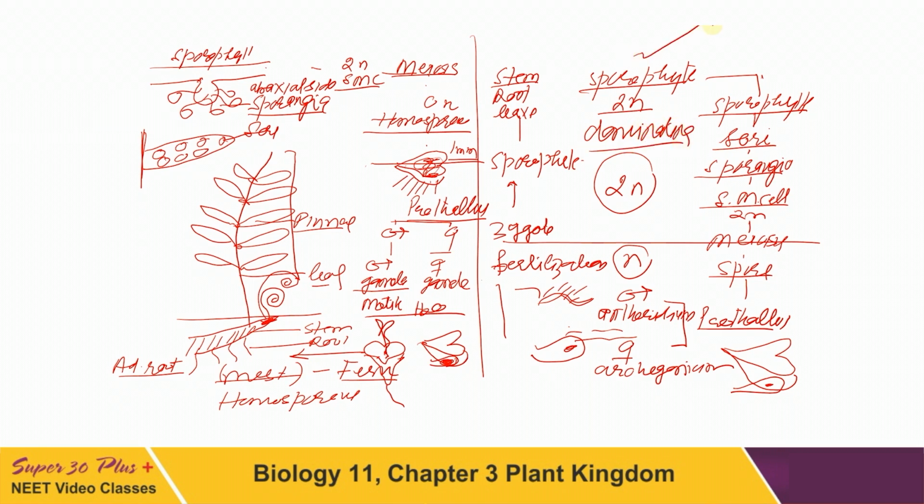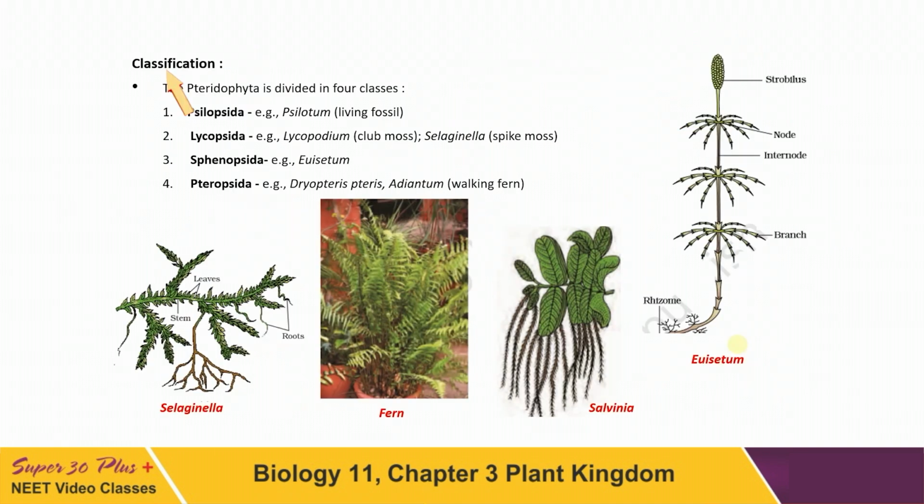Therefore, the life cycle is known as haplodiplontic. This is the dominating one, this is the recessive one, but both phases are multicellular, so it will be known as the haplodiplontic life cycle. Is it very much clear to you? In heterosporous pteridophytes, I told you the detail of this already. Come to the next now, classification.